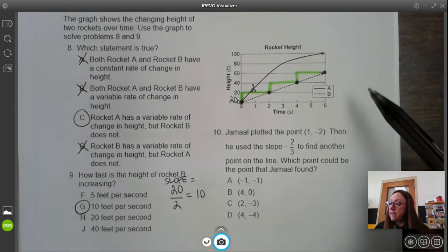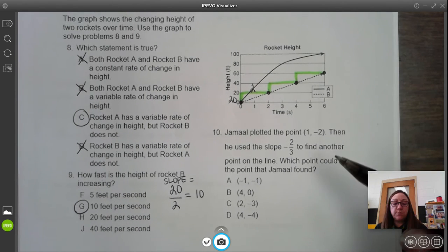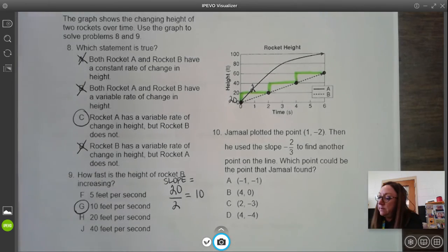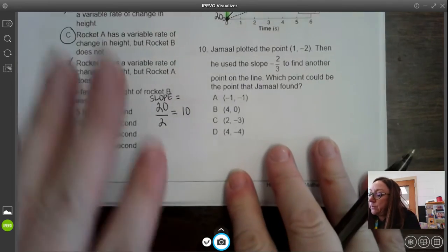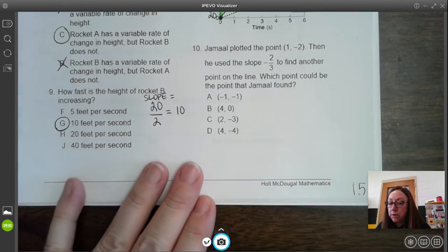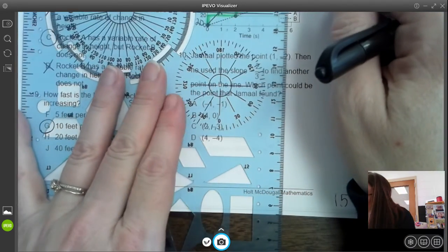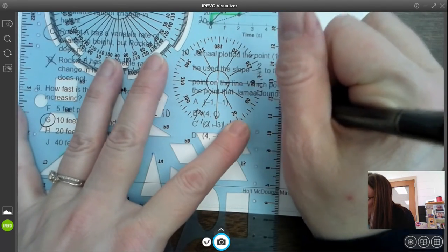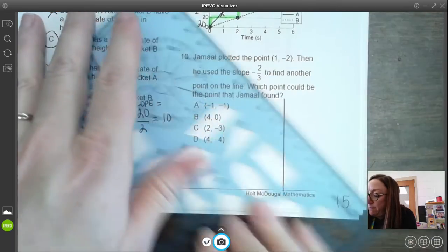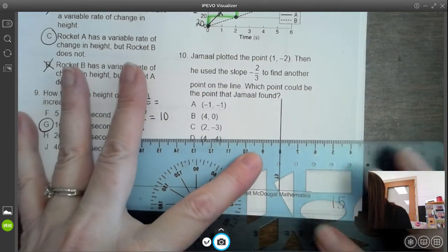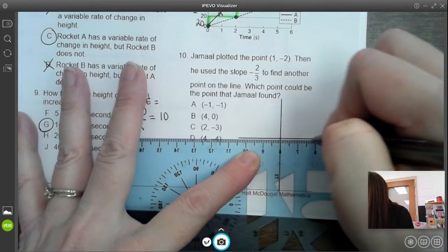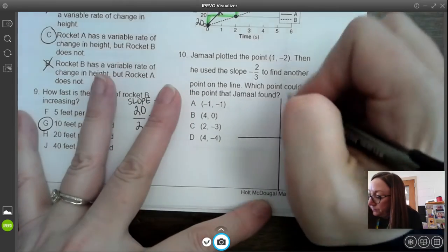All right, this one has nothing to do with the graph. It just says Jamal plotted a point, and then he used a slope to find another point on the line. Which point could be the point that Jamal found? So I'm going to do this by actually graphing a line. If I were you, I would do this on actual graph paper. I'm going to just take my time and draw a nice straight grid.